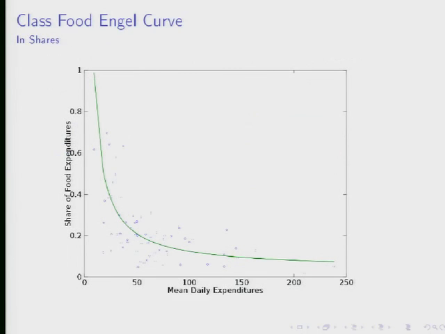But you can see for sure that the students who have the lowest daily expenditures are the ones who tend to have the highest food share. And conversely, the students with the highest daily expenditures tend to have a very low food share. All right, any questions about that?